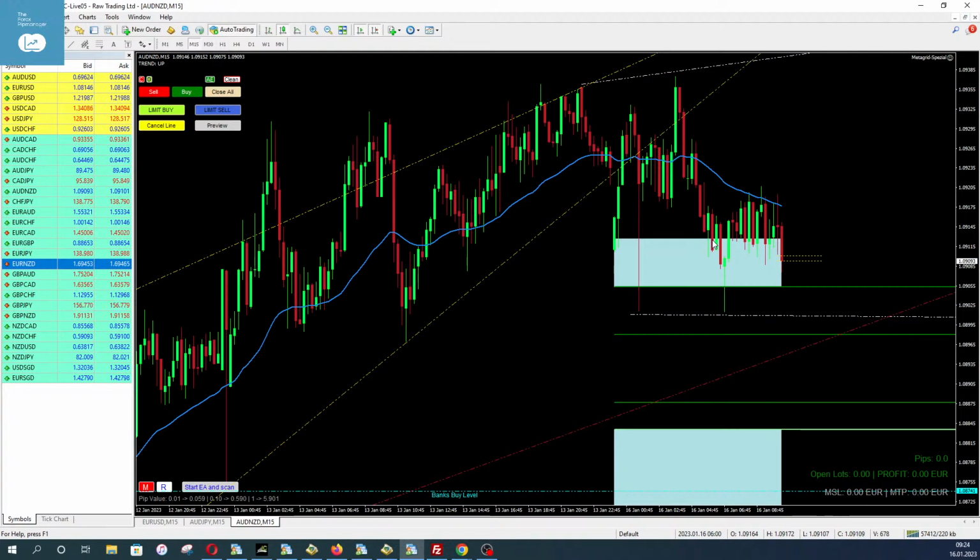The reaction is not as nice as we saw on the other blocks, on the other pairs I showed you today. It managed to come through here. It managed to come through here. It reacted several times on this support block, but the reaction was not good. And at the moment, it tries to break this support block, and we have to wait.